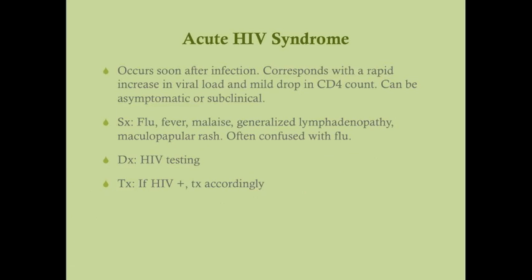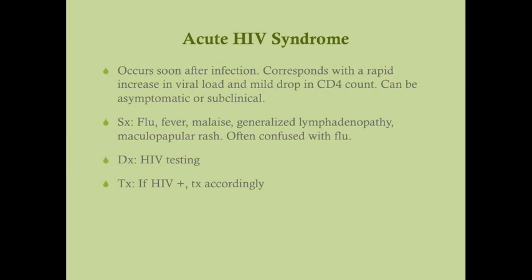So what is acute HIV syndrome? This is something that you might not ever come across, and even if you do see it, you might not recognize it. What it is, it occurs soon after infection, and it corresponds with that rapid increase in viral load and mild drop in CD4 count. This can be asymptomatic. Patients might not even notice symptoms of it. It can be subclinical, or it may be symptomatic indeed, but gets misdiagnosed because acute HIV syndrome is not nearly as common as the flu.